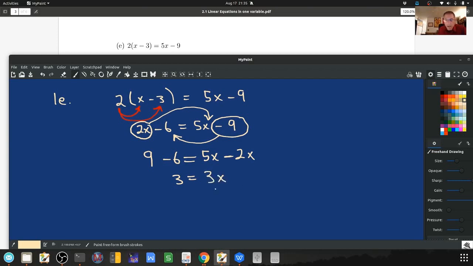So now all I have to do is divide both sides by the coefficient of the x term, which is 3. It's the same as multiplying both sides by 1/3. So 3 divided by 3 is 1, and 3 divided by 3 is 1, and 1 times x is x. So in this case, our answer is x is equal to 1.